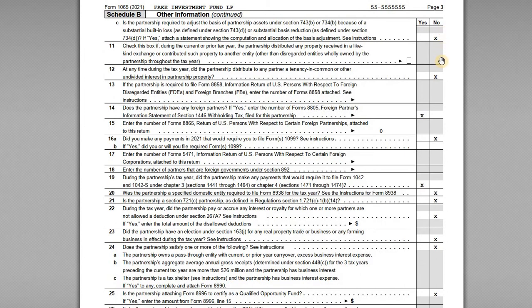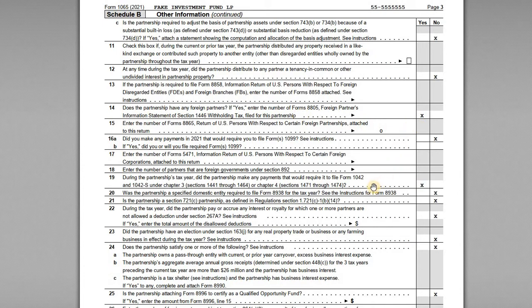Schedule B, other information continued. Still some no's there. We don't have any basis adjustments, nothing like that. On question 14, we do answer yes, right? We answer yes if the partnership has any foreign partners. We do. We have 2 foreign partners. We have a Cayman entity and then Ben Church, who's a German tax resident. But we are not filling out any 8805s. So 8805 and 8804 would be required if this entity was engaged in a trade or business in the U.S. and had ECI, or otherwise had ECI flowing to it from other underlying investments. We don't have any ECI.